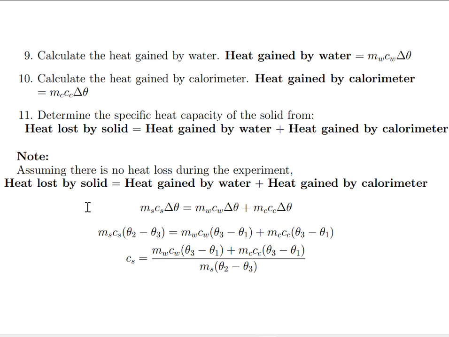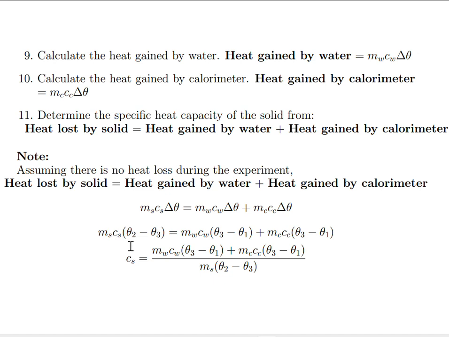And therefore, assuming that you have no heat losses to the surrounding, the heat that is lost by the solid is equal to the heat that is gained by water and the heat gained by the calorimeter. So we add the expression for the heat lost by the solid, then we also add the expression of heat gained by water plus the expression of heat gained by the calorimeter. But what we are interested in is this Cs, which is the specific heat capacity of the solid.